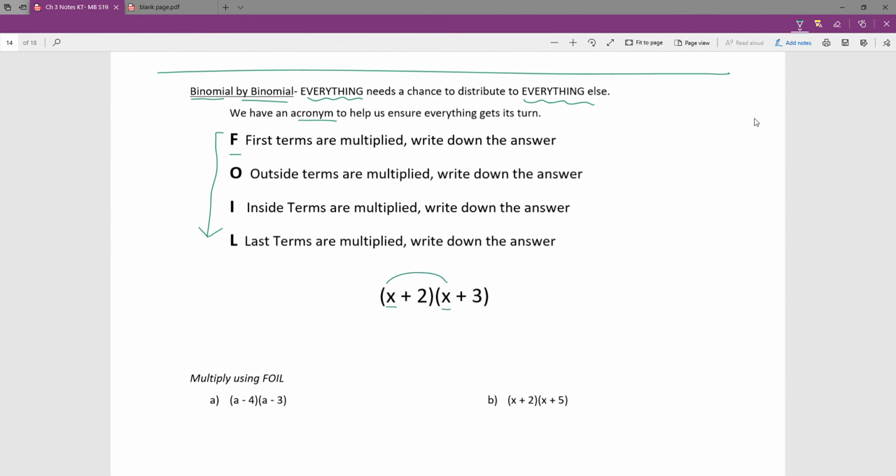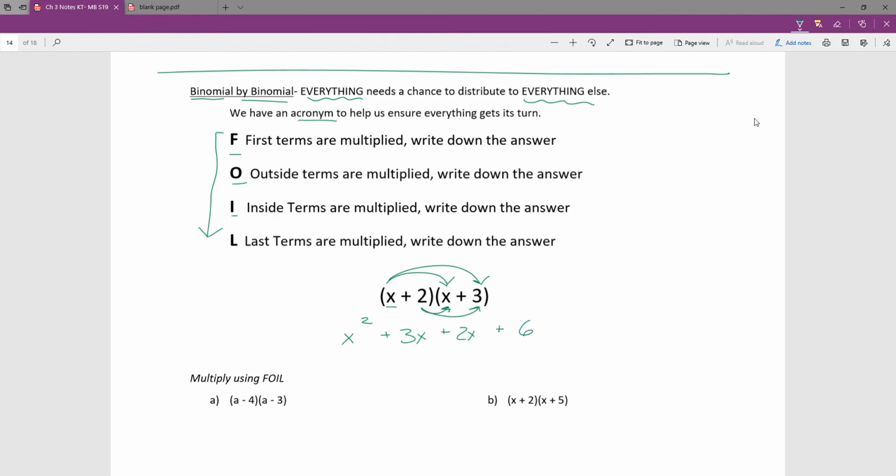So I multiply those two terms together, and that would give me an x squared. The outside terms are multiplied, so that's an x times a positive 3, and I write that down as positive 3x. The inside terms of the two binomials are multiplied, so that gives me a positive 2x. And the last terms are multiplied. So in this case, that gives me a positive 6.